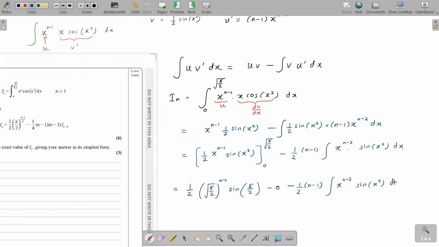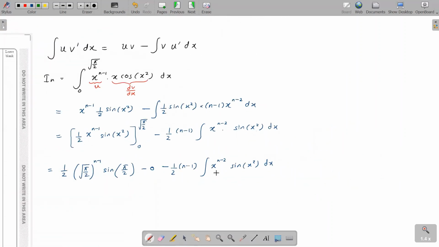So I will be using a similar approach, right? So what's a similar approach? We need to break it up. x^(n-2), I'll break it up because to integrate sine x square, I need a sine term. So x^(n-2), I'll break it up as x to the power n minus 3 into x. Right, so then let's take this as my u. The u term, the term that you differentiate, and this is the v dash or the dv by dx.